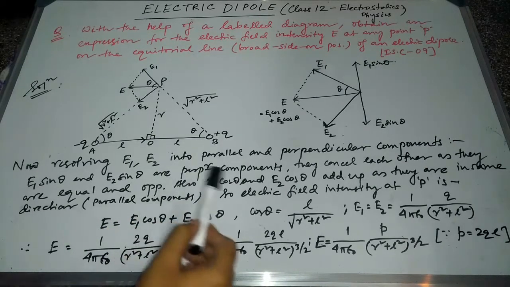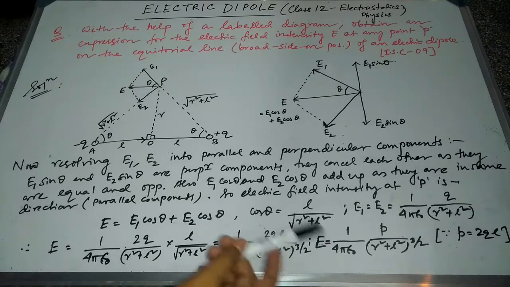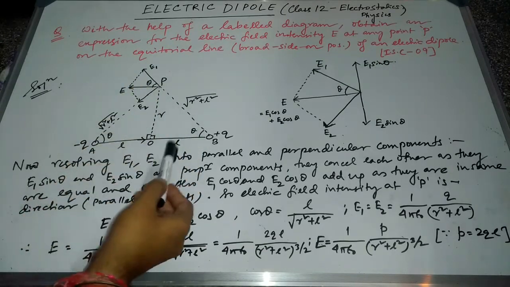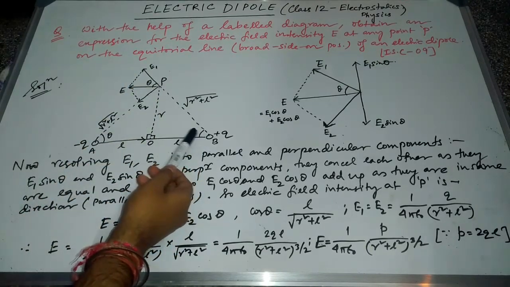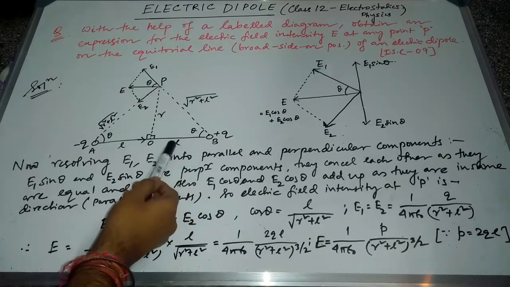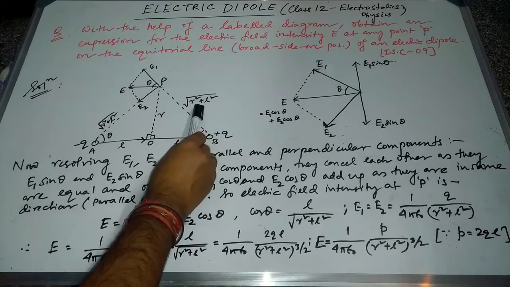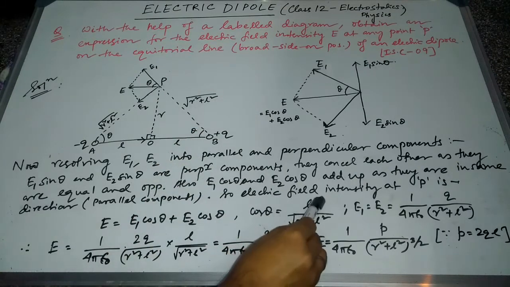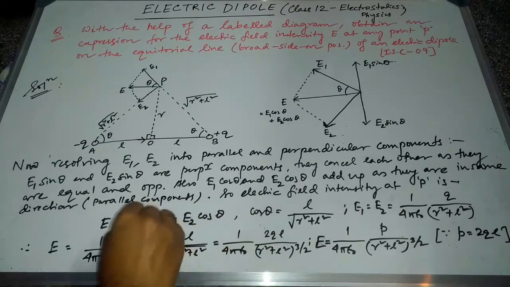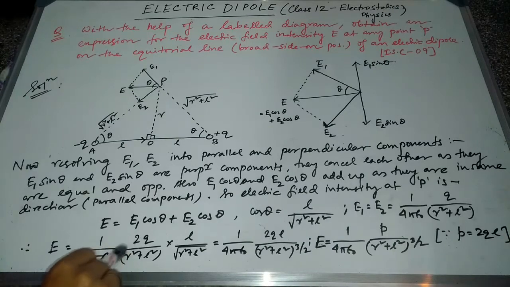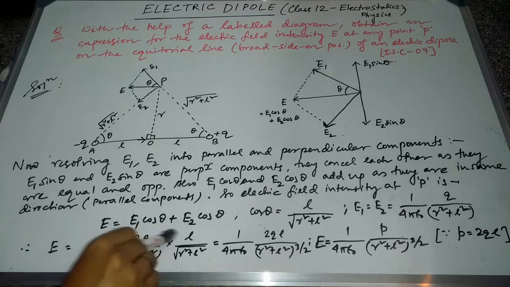E1 and E2 are the same, the magnitudes of both the electric fields are the same. We have seen that, and the cos theta comes from the geometry of the triangles. So cos theta is base by hypotenuse, the base being L and the hypotenuse being root over r square plus L square, so cos theta is L by root under r square plus L square. So this is basically 2 times E1, since E1 and E2 are the same.